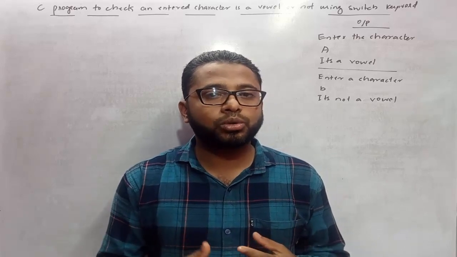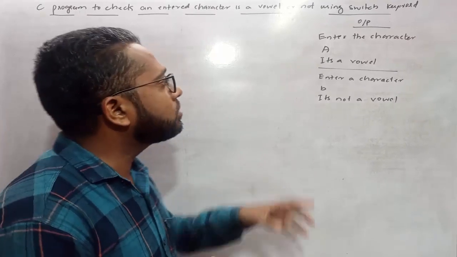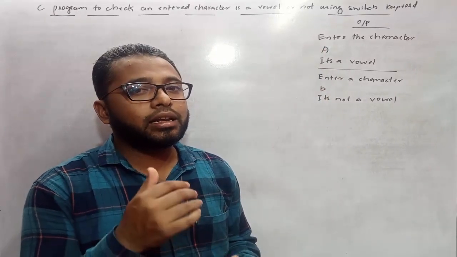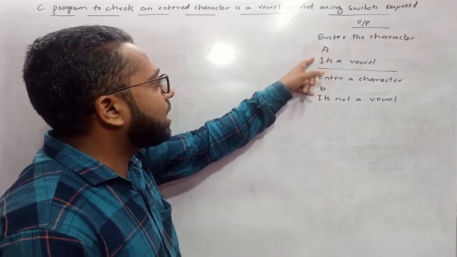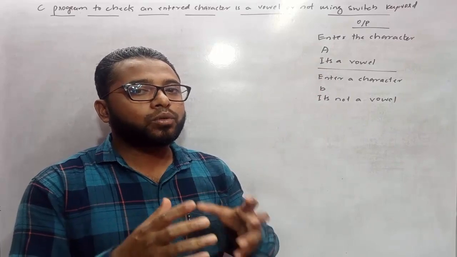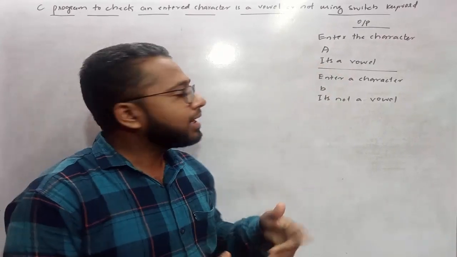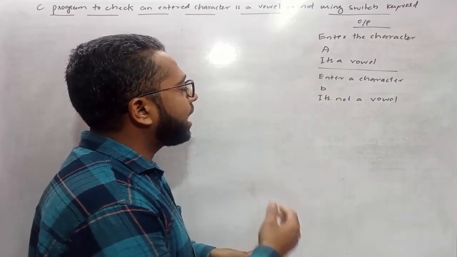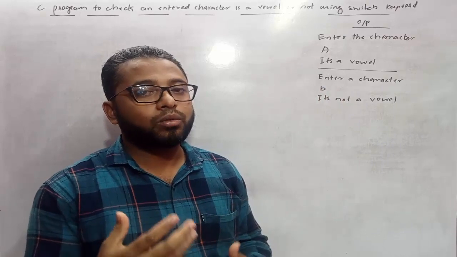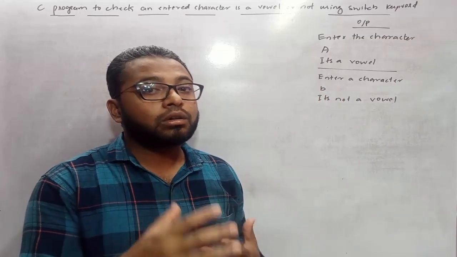Let me first show you the output of this program. When this program gets executed, it asks the user to enter a character. Then the user needs to enter any letter or character. Let us say I have entered A. Since A is a vowel, it will show you it's a vowel. And the second time when you execute the same program, suppose you enter B, then it will show you it's not a vowel, or you can show another message like it's a consonant.